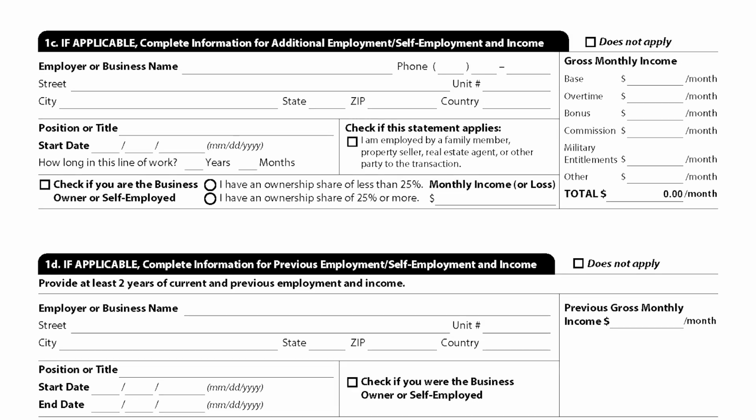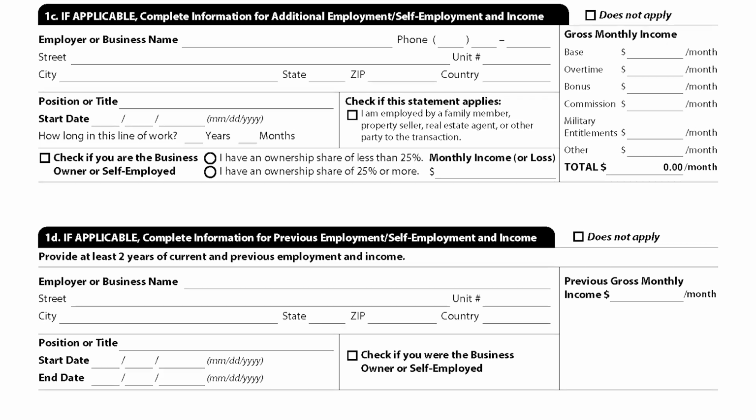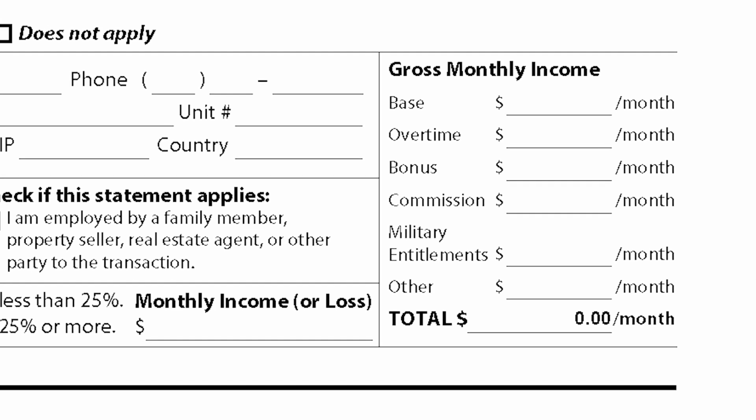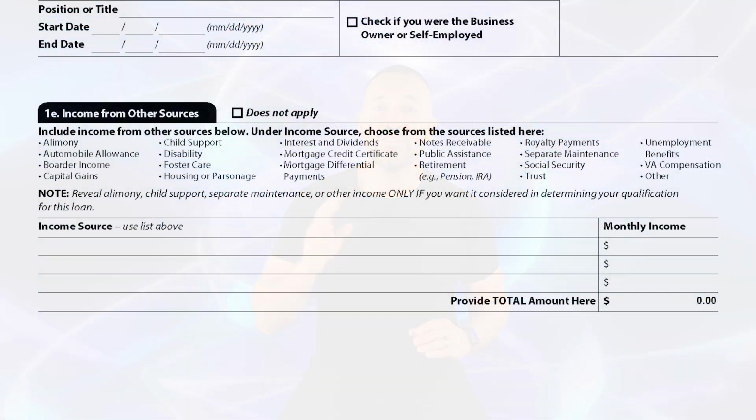The latter part of section 1 will review all of your employer's contact information, job title, and income. A timeline of all your employers you have had over the last 2 years is required. Your current employer's income will need to get broken down by base pay, overtime, commissions, bonuses, military entitlements, and or any other type of pay your employer may be paying you. If you are self-employed, you will have to state what your net profit or loss is, as well as what percentage of ownership you have in your business. Then finally, any other sources of income must be disclosed.